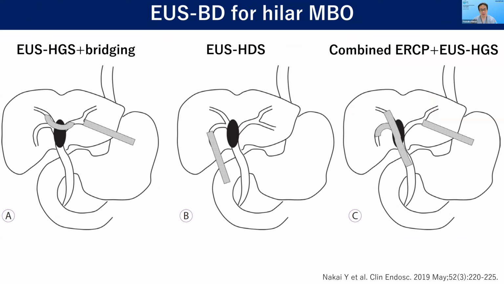And there are some treatment options. We can just put the hepaticogastrostomy from the stomach in the left lobe, and we can also bridge left and right liver by putting a metal stent through the EUS-HGS route like this. Or we can perform hepaticoduodenostomy to the right lobe from the duodenum. Or we can combine ERCP stenting like this in the right lobe and put the HGS to drain both left and right liver.